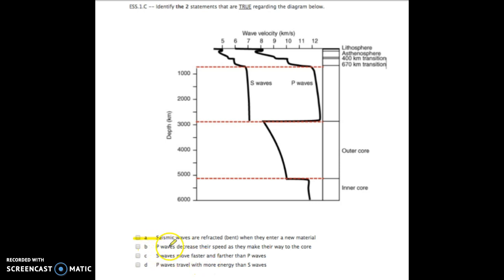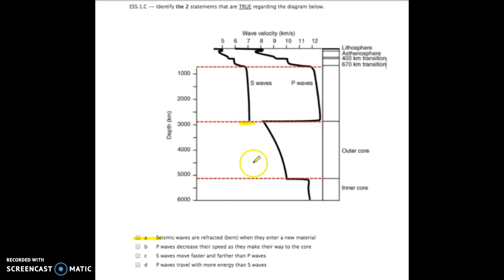The next one says, P waves decrease their speed as they make their way to the core. Well, not necessarily. Here they picked up speed, then it dropped. So it went from a 12 to an 8. Then it picked up speed. So it does not consistently decrease or increase as it's moving through. So it can't be B. Next it says S waves move faster and farther than P waves. Well, we see that S waves already stop right here. So we know that they definitely don't travel farther.